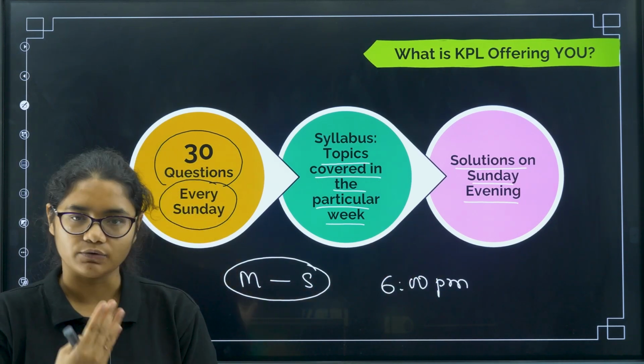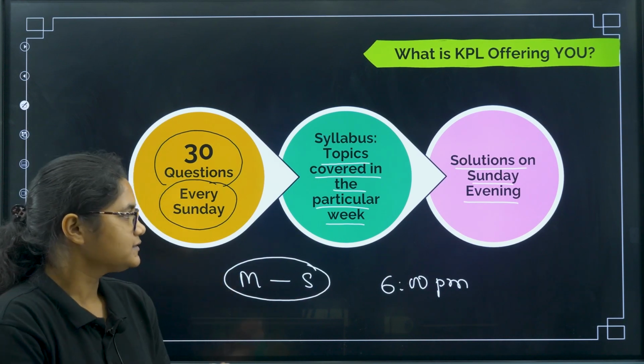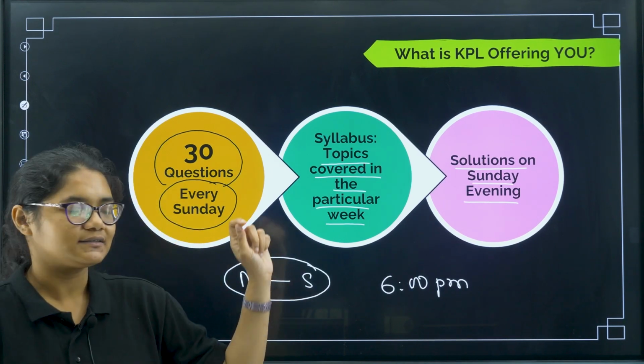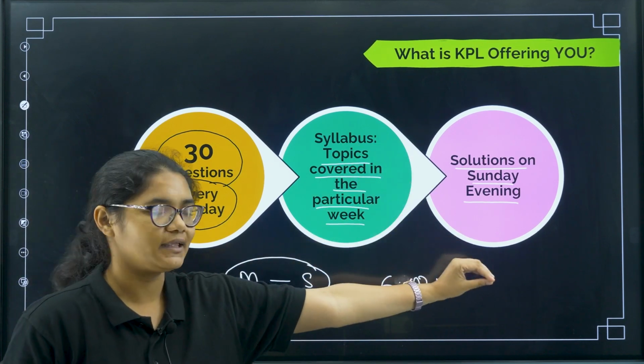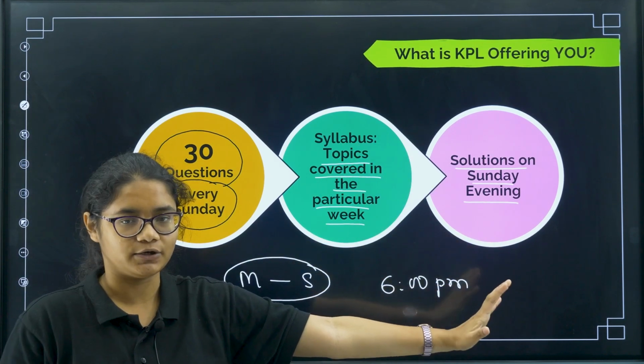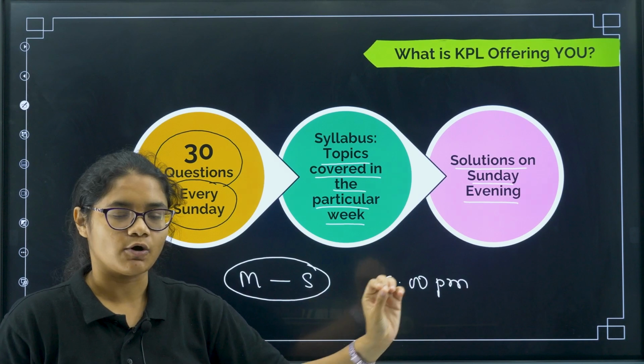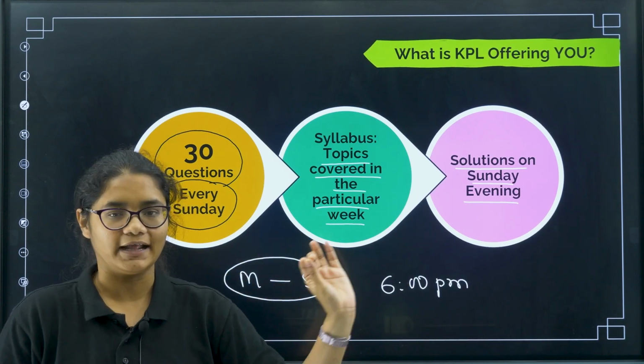So, understood what we are going to do? Every Sunday we are going to write a test. This test will consist of 30 questions. The syllabus will be that particular week, whatever we have studied, and then in the evening of Sunday you will get the solution video, where you can check the answers of all these 30 questions with detailed explanation.